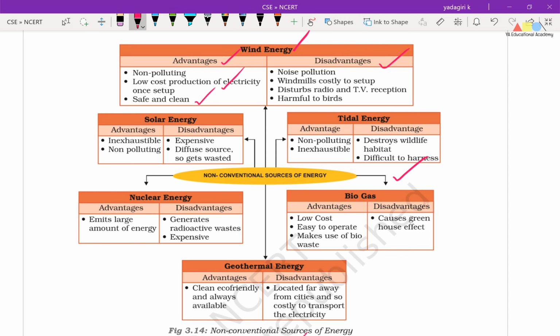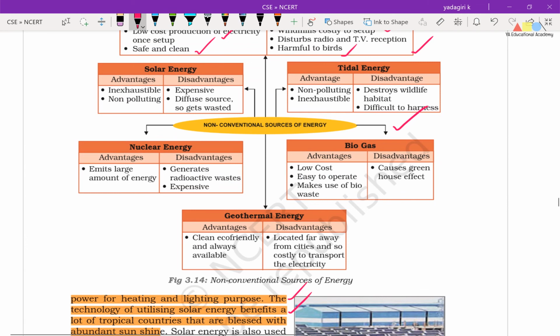And when it comes to disadvantages, it generates noise pollution, because when the fans of the windmill turn, it generates sound. Right friends, similarly windmills are costly to set up, so it also disturbs radio and TV reception, and it is harmful to birds.